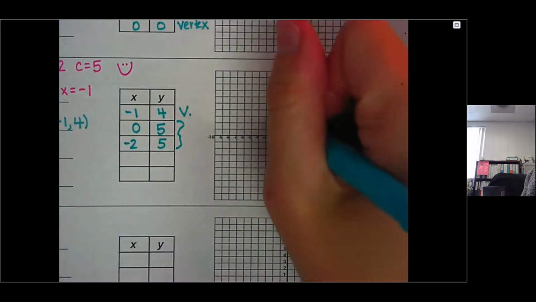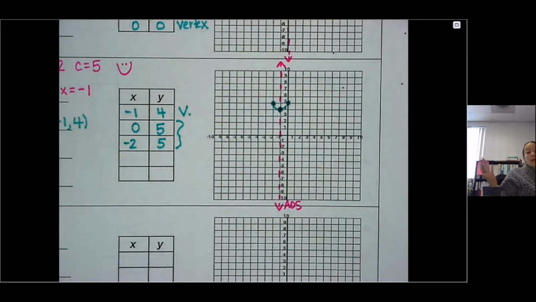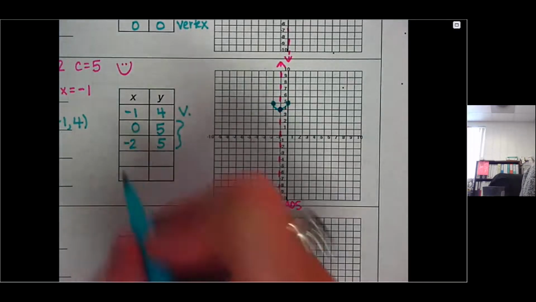And then I just need to plug in one more number. And you can plug in whatever you want. You don't have to plug in a 1 because it's the next number. If you wanted to plug in a 2, a 3, a 4, or something like that, you can. But I'm going to plug in 1 because it's easy. So let's plug in a positive 1.